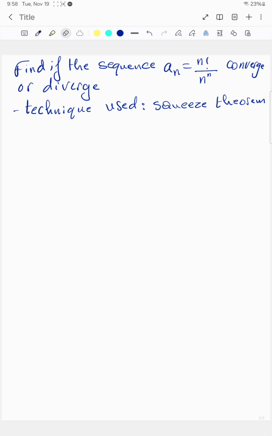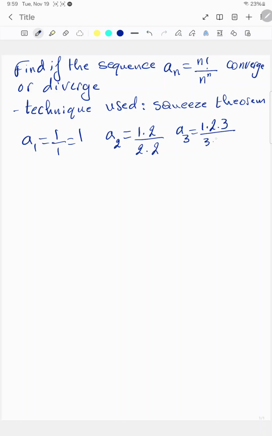If I take n equal to 1, a_1 is equal to 1 factorial, which is 1, divided by 1 to the power of 1, which is 1, so it's equal to 1. If I take n equal to 2, 2 factorial is 1 times 2, divided by 2 to the power of 2, which is 2 times 2. And if I take n equal to 3, I would have 1 times 2 times 3 divided by 3 times 3 times 3. And my last one, if n equal to 4, it's 1 times 2 times 3 times 4 divided by 4 times 4 times 4 times 4.